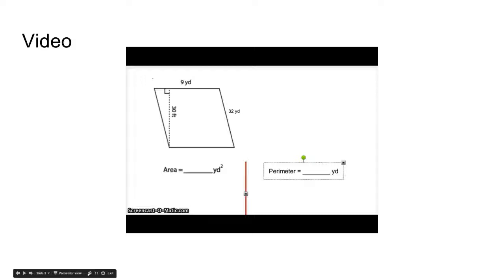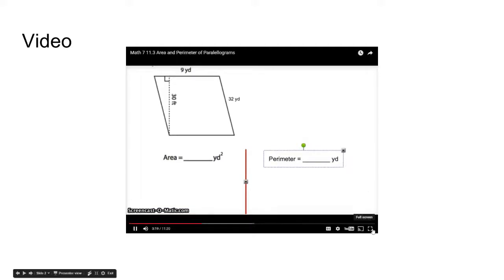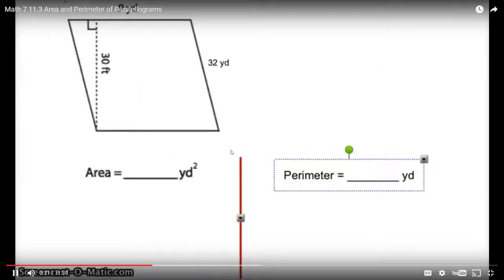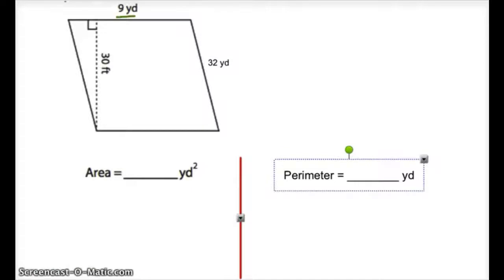All right, we're going to do 4 examples. The first example is this parallelogram. We need to identify the 3 numbers as what they are so that we don't get confused. So the top of our shape, this 9 yards, is our base because this is the same down here. So the top and the bottom are always the same. So this is our base.